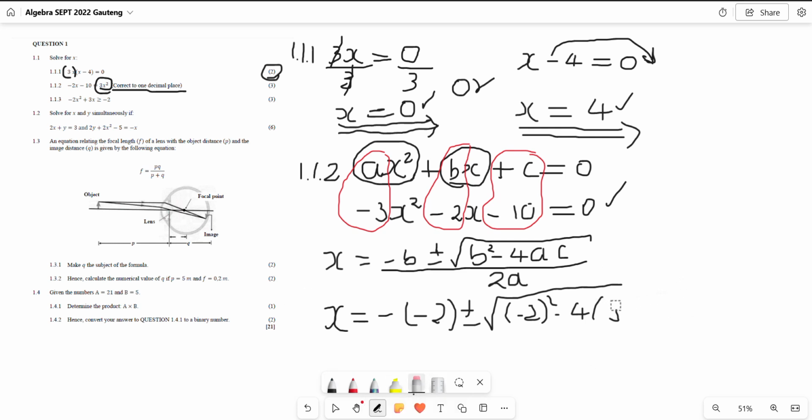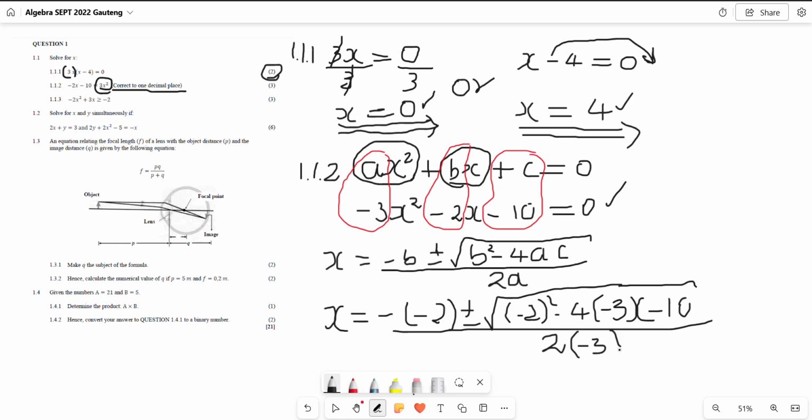Let me write that correctly so that everything is clear here. Open bracket, the value of a is negative 3, close bracket, open bracket. Let us extend our square root. Then the value of c, here we have it with its respective sign, is negative 10. Then everything else divided by 2 multiplied by the value of a. In this case, the value of a, open bracket, negative 3, close bracket.